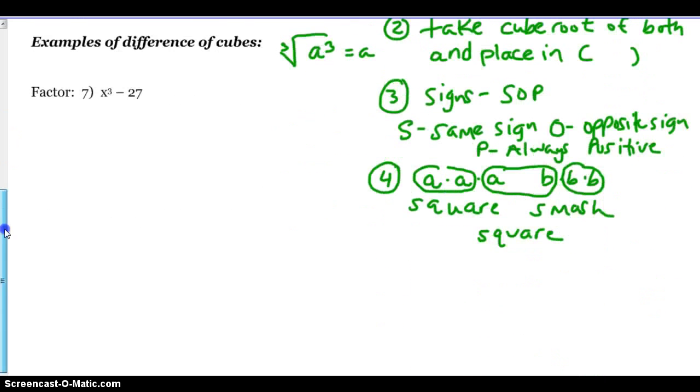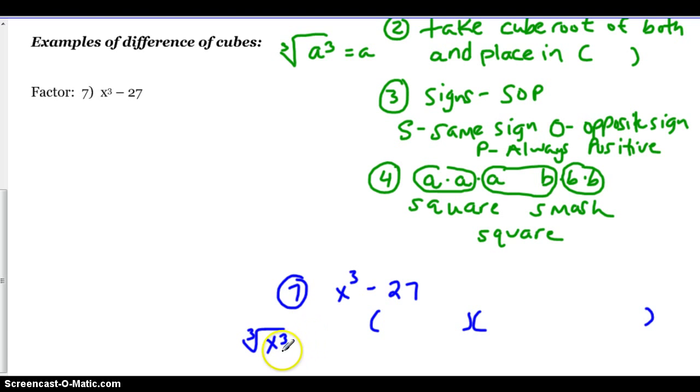Let's try number 7 here. So number 7 is a difference of cubes. And our first step, remember, is to write down a small parentheses and a large parentheses. Then we're going to take the cube root of both items. So the cube root of x cubed would be x, because x cubed would be x times x times x. And the cube root of 27 would be 3, because 3 times 3 times 3 is 27.